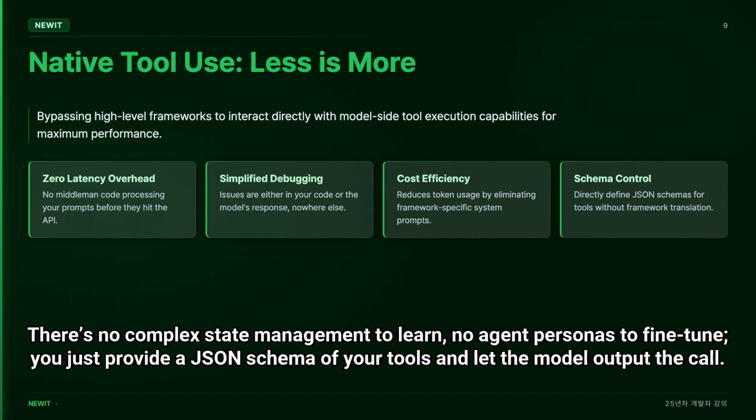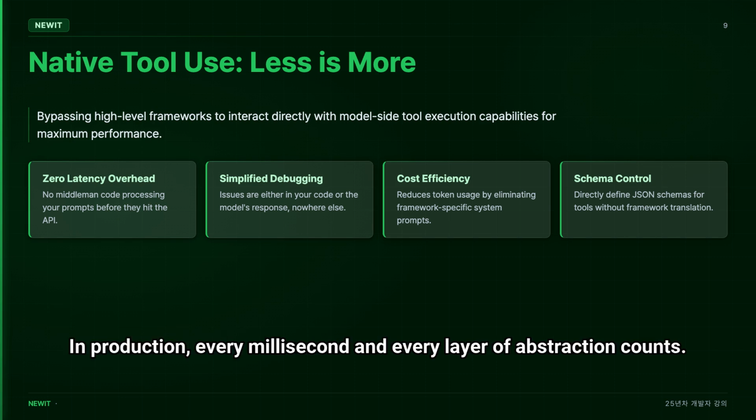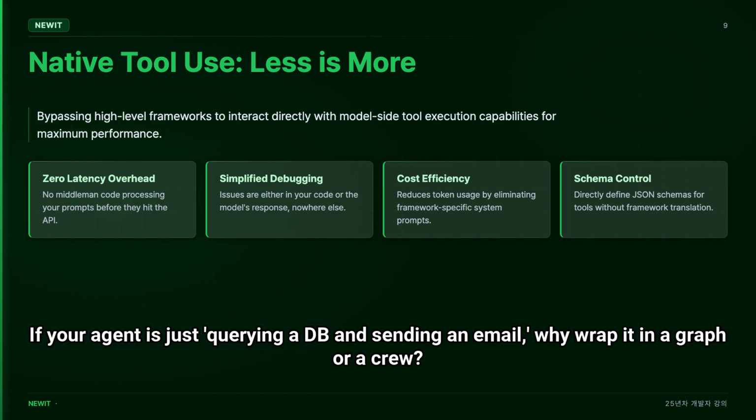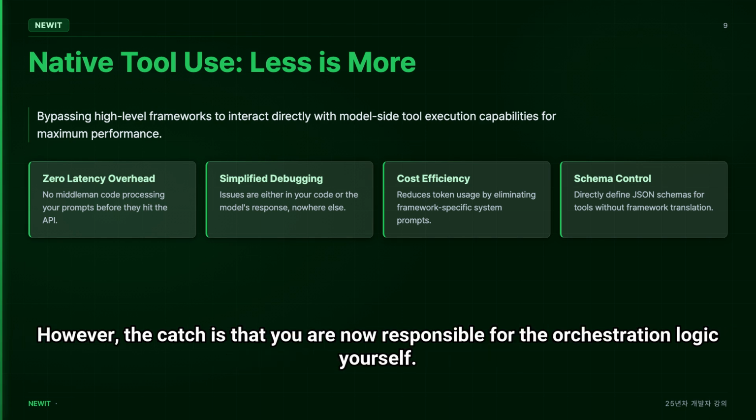There's no complex state management to learn, no agent personas to fine-tune. You just provide a JSON schema of your tools and let the model output the call. This simplicity is a feature, not a bug. In production, every millisecond and every layer of abstraction counts. If your agent is just querying a DB and sending an email, why wrap it in a graph or a crew? You avoid the abstraction tax, the extra tokens and processing time frameworks add to manage their internal state.